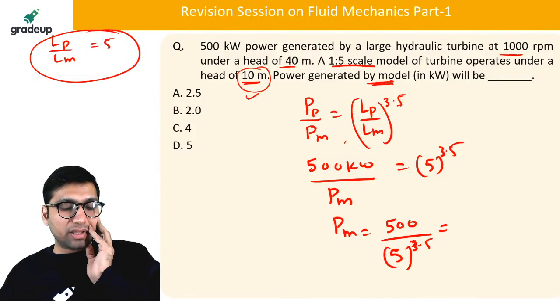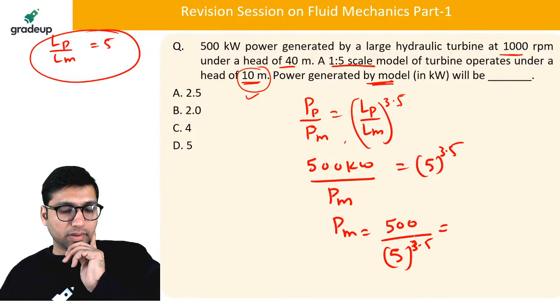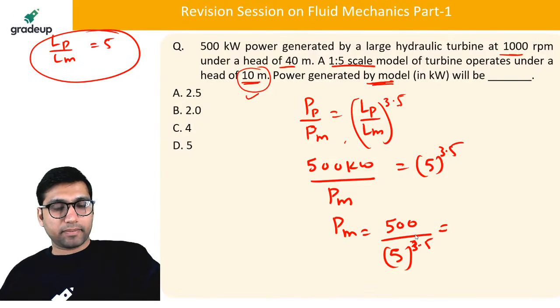What will 5 power 3.5 be? Tell me quickly. What is the value you are getting? It's B.